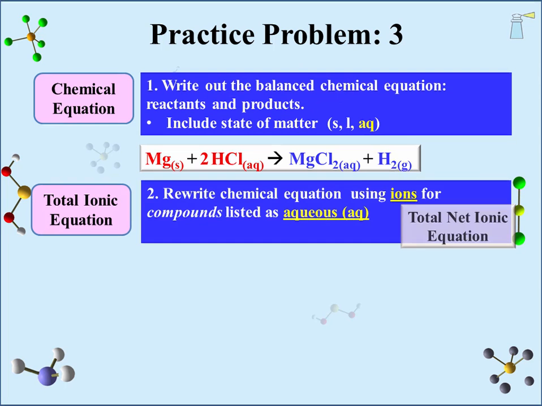2, which has us rewrite the chemical equation using ions from compounds listed as aqueous. Write the total ionic equation.